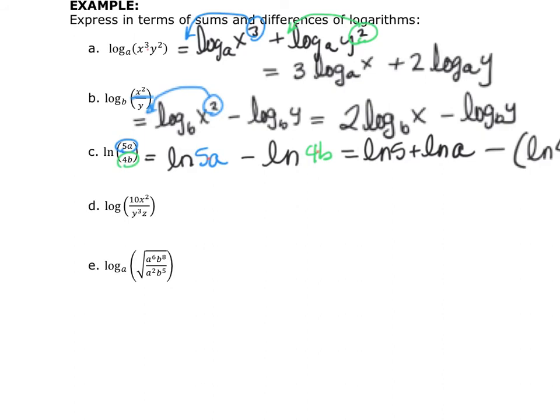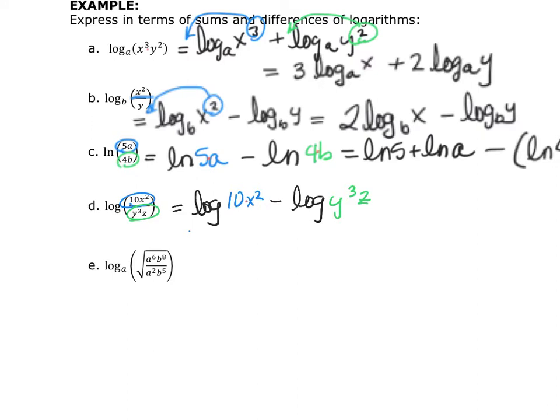On D, I have again a numerator and a denominator. So I'm going to break it apart in those two pieces first. So I have the common log, or just log, 10x squared minus, actually, let me do this. Let me do it with consistent colors. So my numerator, my denominator. So this is going to be equal to the log of 10x squared minus the log of y cubed z.